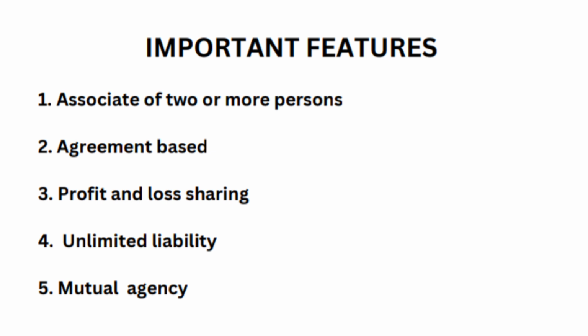Unlimited liability. In a partnership, each partner has unlimited liability, which means that the personal assets of the partners can be used to repay the firm's debt if the firm is insufficient of funds or assets. Mutual agency. Every partner acts as an agent and principal for the firm. This means that a partner can bind the firm and other partners through their actions.